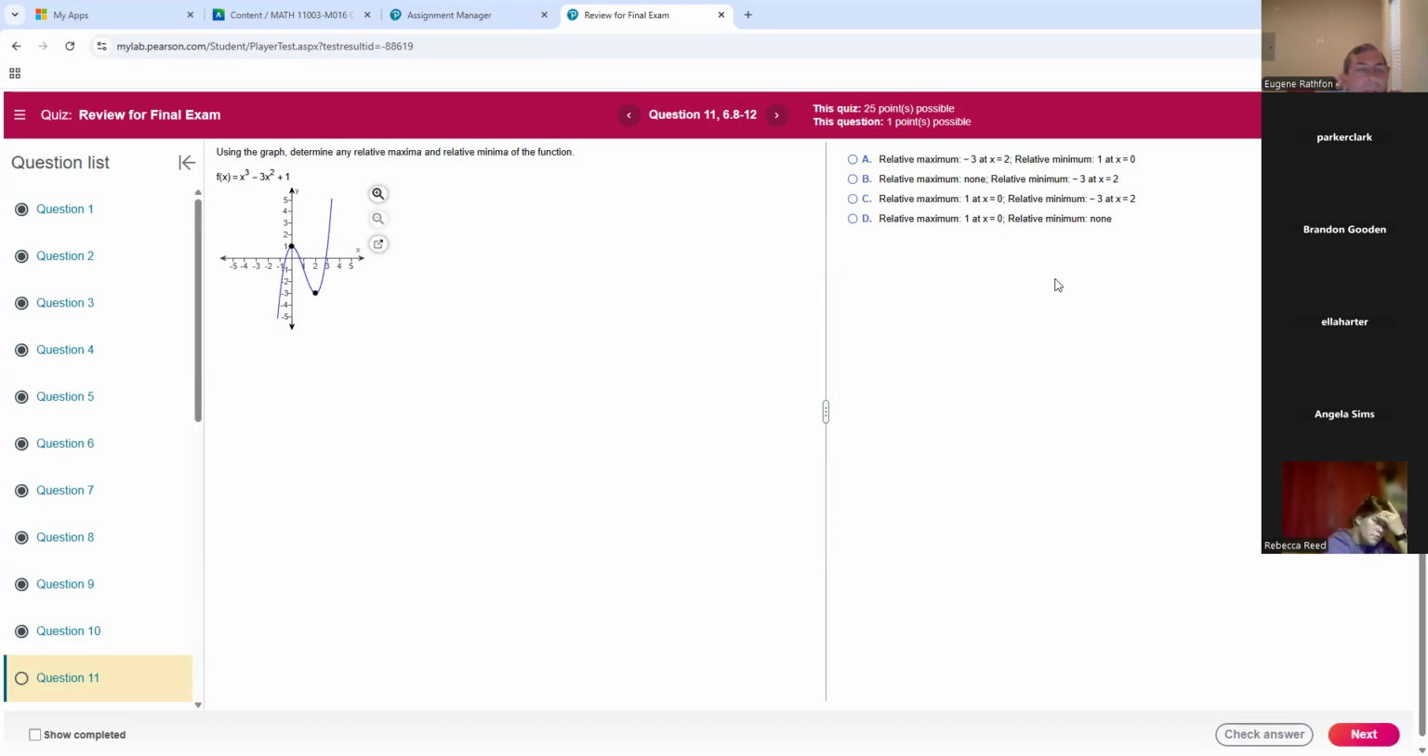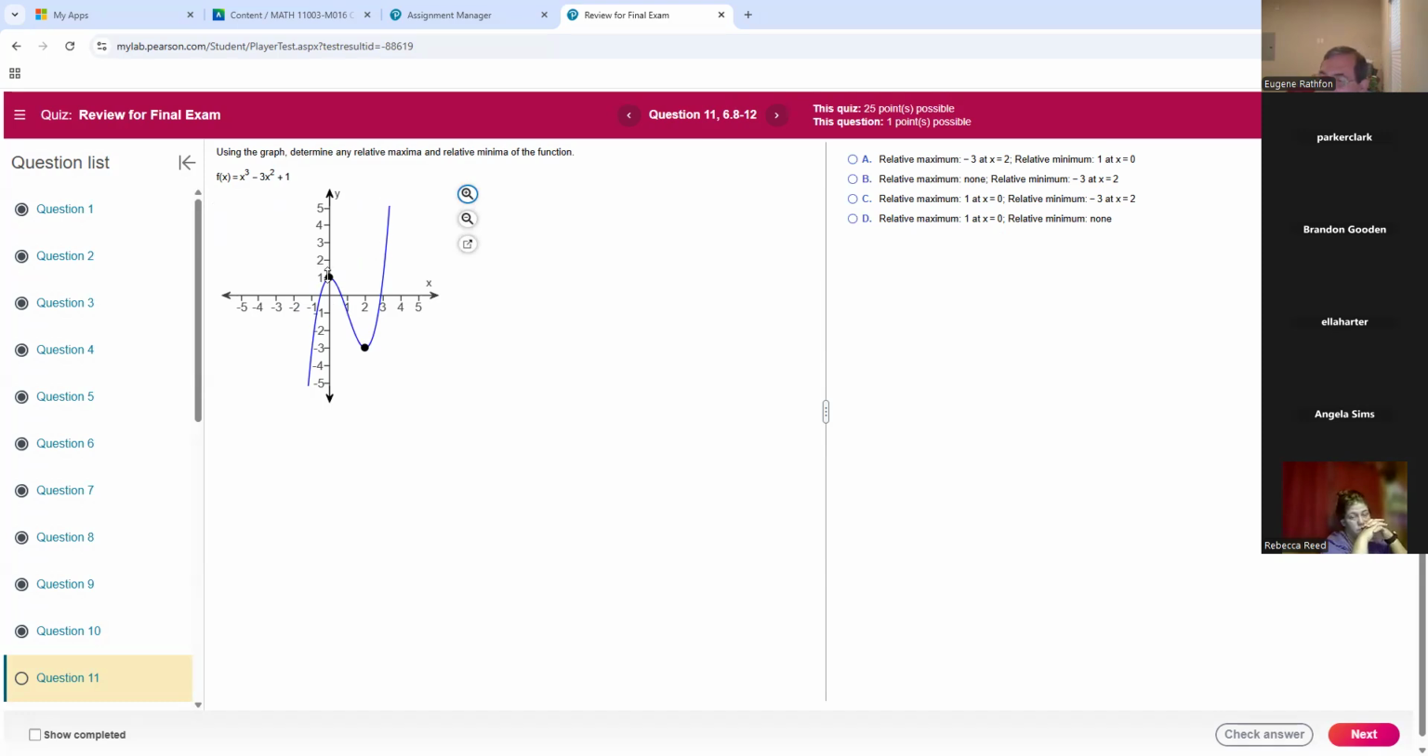All right, let's see what y'all think on this. And I'm going to make this a little bigger. So remember, the minimum is the little valley and the maximum is the peak. A, B, C, or D would y'all pick? Which one has the right maximum and the right minimum? And I will say this, it's got both of them, so it cannot be B or D. Because B and D says you got none on one of those. So we're either looking at A or C, it looks like.